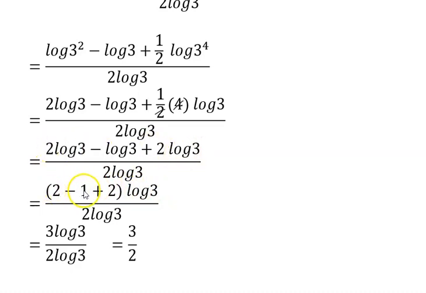So if you say 2 minus 1 will give us 1, 1 plus 2 will give us 3. So we now have 3 log 3 up here. This is 3 log 3. Down here we have what? 2 log 3. So that's why we have 2 log 3 here. Beautiful. So having done that, this our log 3 can cancel out log 3. So we'll be left with what? 3 over 2. So this is it, 3 over 2. That's our final answer.